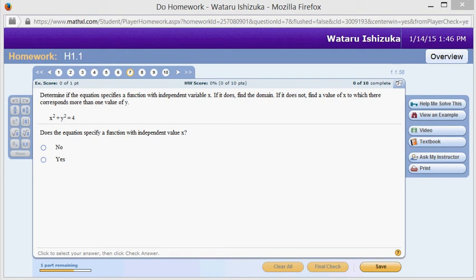Alright, let's look at homework 1.1, problem number 7. It says to determine if the equation specifies a function with independent variable x. If it does, find the domain. If it does not, find the value of x for which there corresponds more than one value of y. Alright, so let's do that.